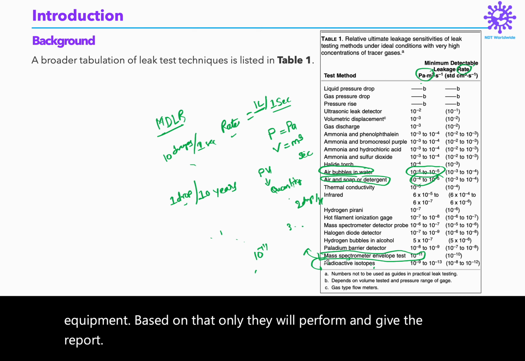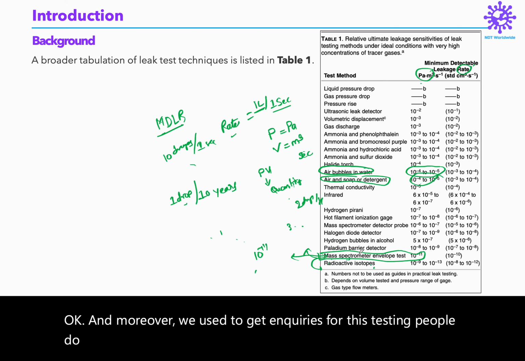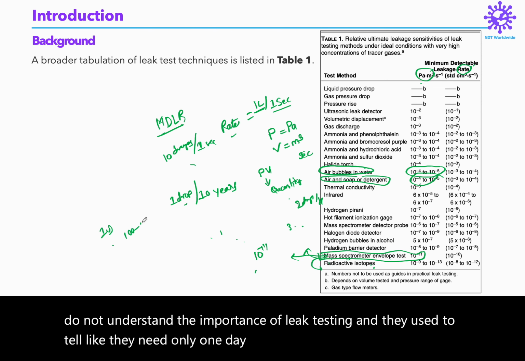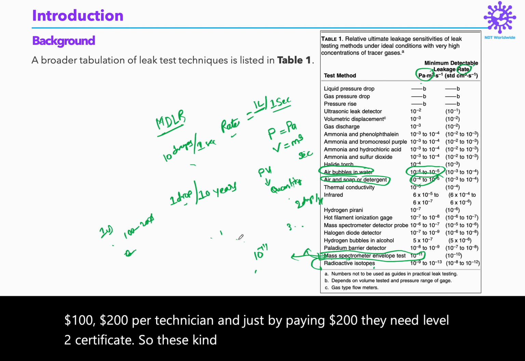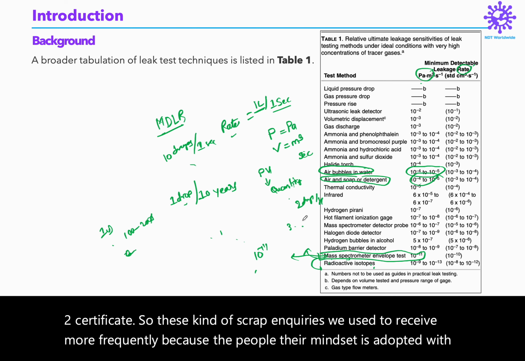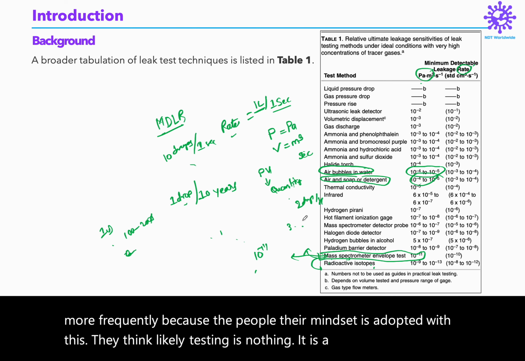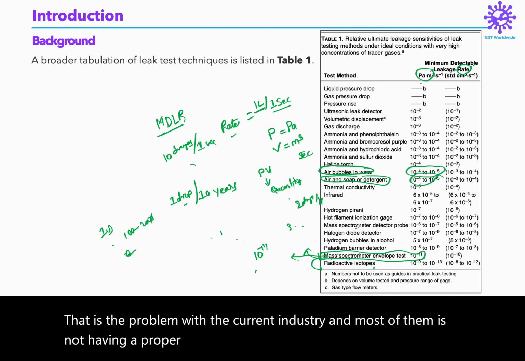Moreover, we used to get inquiries for this testing. People don't understand the importance of leak testing, and they tell us they need only 1 day of training, and they pay only $100 to $200 per technician, and just by paying $200 they need a Level 2 certificate. These kinds of scrap inquiries we receive more frequently, because people's mindset is adapted to this. They think leak testing is nothing, that everyone can do it. That's the problem with the current industry: most of them do not have a proper qualification, and they don't know how they are doing all these things.